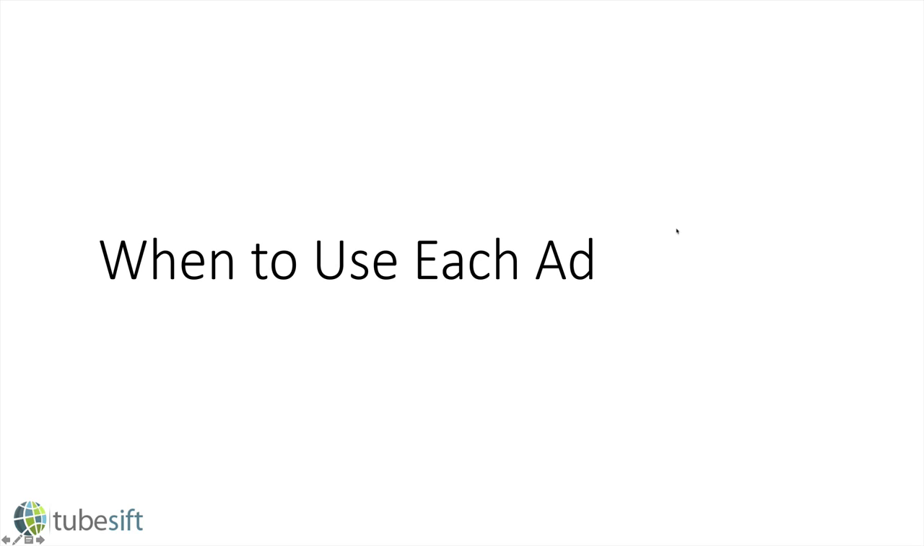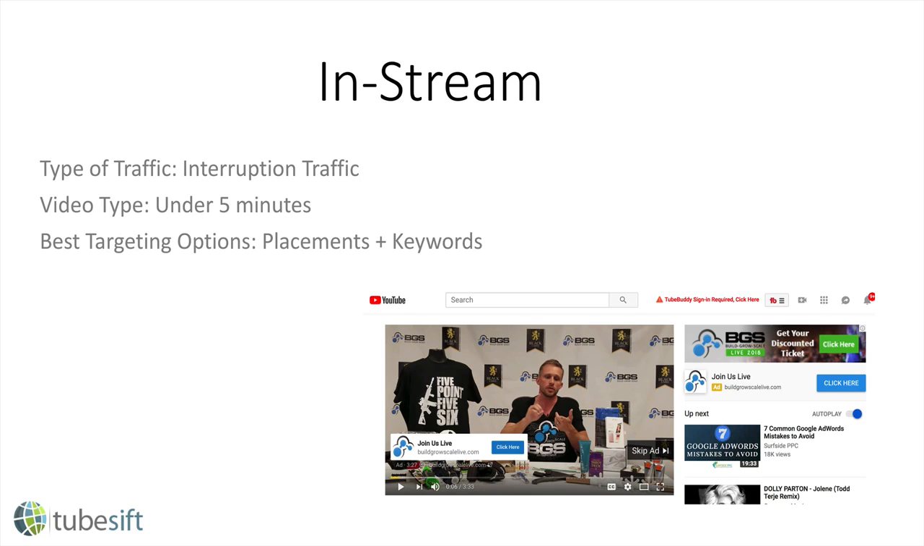So let's break down when to use each type of ad, and then I want to show you a full campaign setup. In-stream ads are a kind of interruption traffic, so the best type of video for this is going to be under 5 minutes. It can be longer if you really want, but keep in mind, somebody is going to watch your ad if it's targeted well, but they're not intending on watching your ad. They're intending to learn more about something or watch the video they want to watch. So you want to keep this video kind of short unless it's very, very engaging.